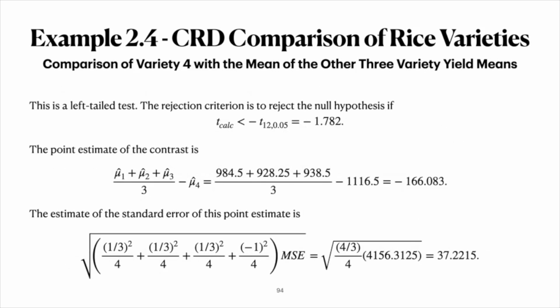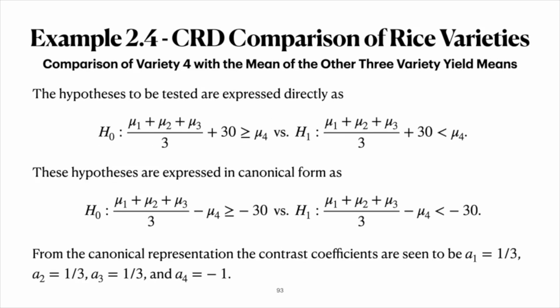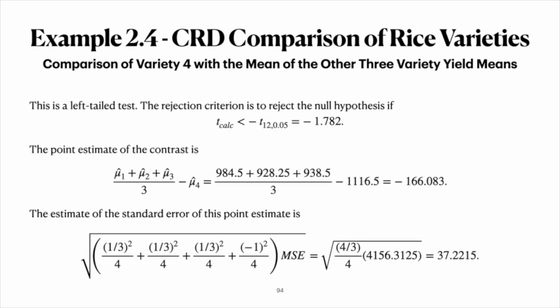Okay, so as we've got it expressed, this is a left-tailed test. And again, if we go back up here and look at the alternative hypothesis, we see that the inequality is pointing to the left. So that clues us in that this is a left-tailed test.